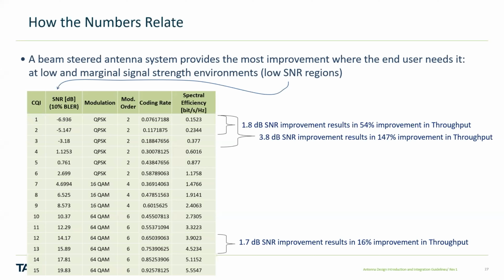But when you're in a very weak signal strength environment, that's where a few dB of antenna system gain can really step in and provide a few to several dB of system level improvement. And that's what we're showing here by relating a CQI or an SNR value to a modulation scheme and then how it affects the spectral efficiency.